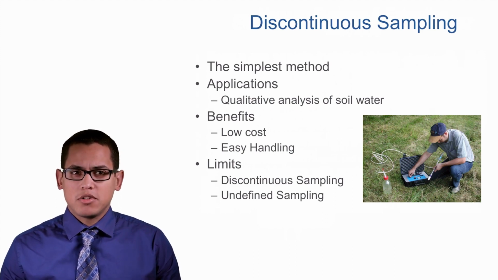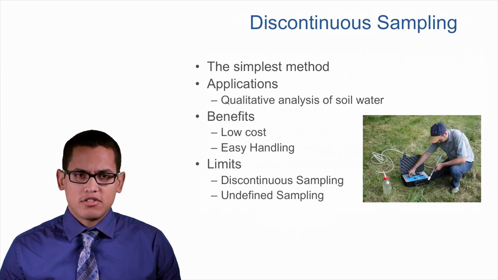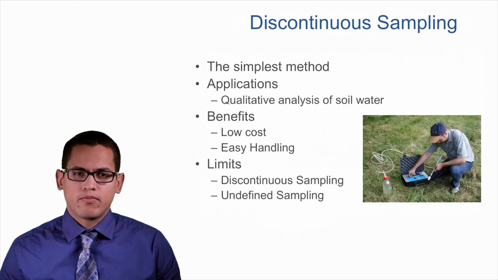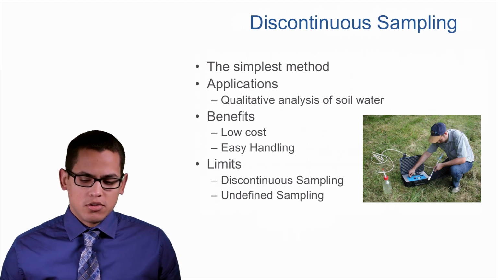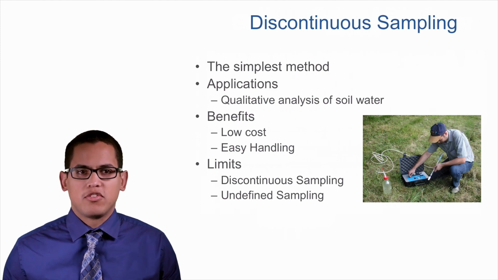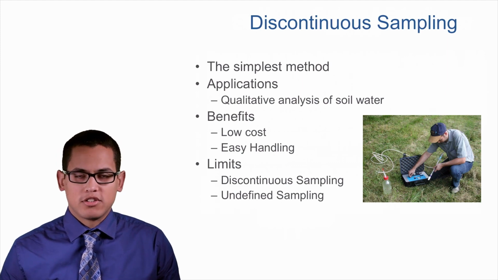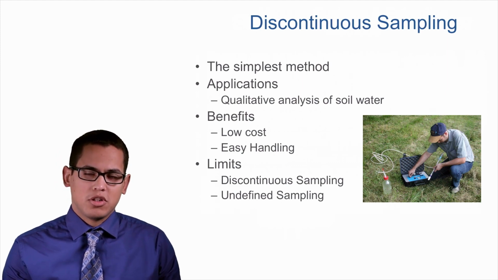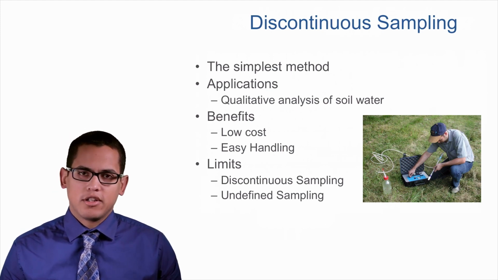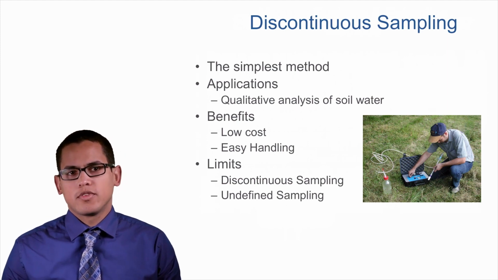The limits of discontinuous sampling: it is discontinuous, so because of that, you could miss events. And also, the sampling is undefined. You're guessing what level of vacuum to apply. So you're going to say, okay, I'm going to set the vacuum to 50 kilopascals. And essentially, it's going to just start pulling sample in, hopefully, unless the soil is too dry, and the vacuum will slowly begin to dissipate as it pulls sample in. And so it's not very constant, and you really aren't going to know exactly how much solution you're actually going to pull in.